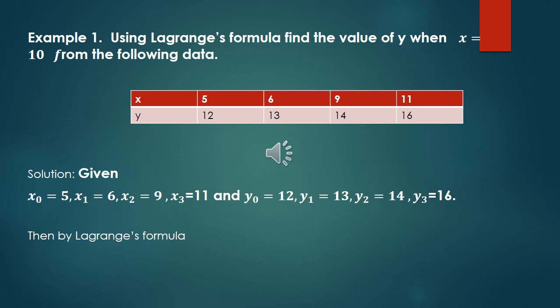From the data, we can easily write x0 is equal to 5, x1 equal to 6, x2 is equal to 9 and x3 is equal to 11, and y0 is equal to 12, y1 is equal to 13, y2 is equal to 14 and y3 is equal to 16. There are 4 x values and the corresponding y values. Then we apply Lagrange's formula.